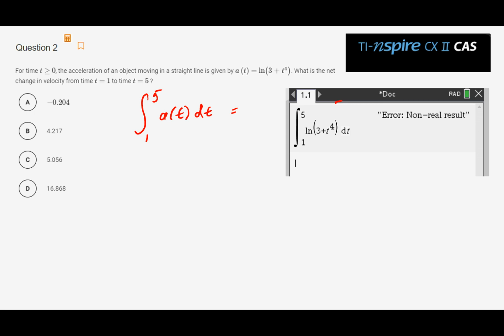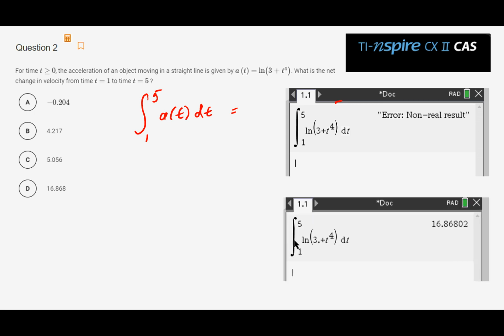Okay, but here's a hindrance. On the yellow, just the regular CX2 non-CAS versions, it will work. But on the CAS ones, it won't. What you need to do is, if you put a decimal point, say after the 3 here, then it will work. So if you were using a CAS calculator and getting frustrated by this point, wondering why it won't do this, it's telling me error, non-real result.